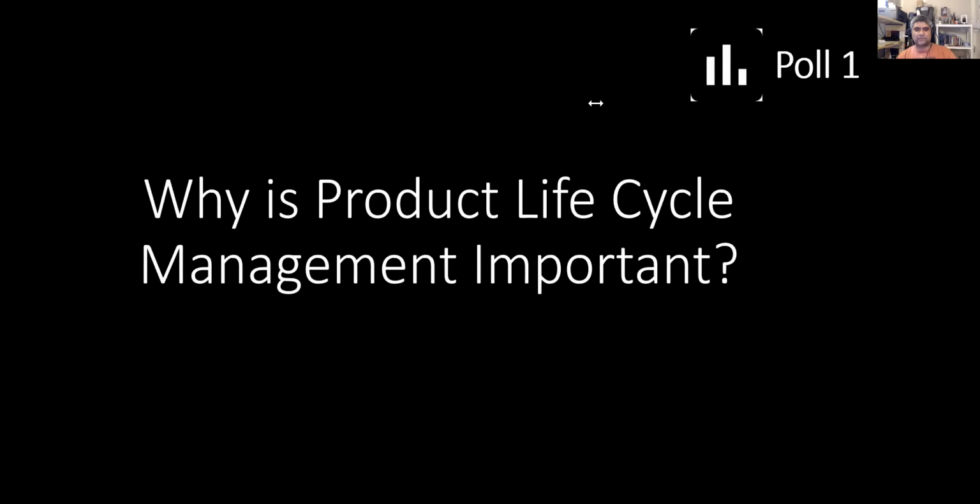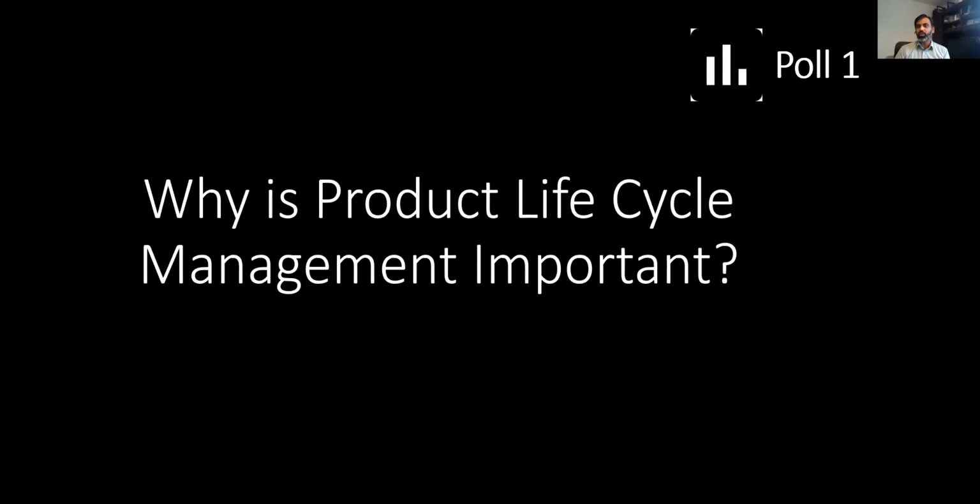So this is what the results are. All of the above. Safe bet. And that's the right answer. It's all of the above. Product lifecycle management is important for several reasons, as listed in that list.